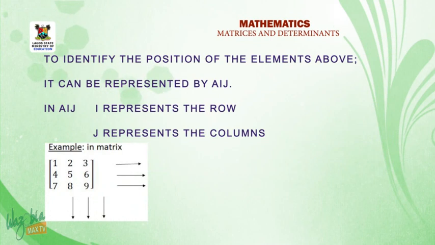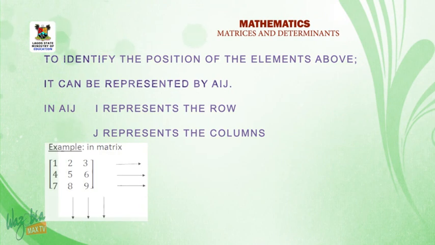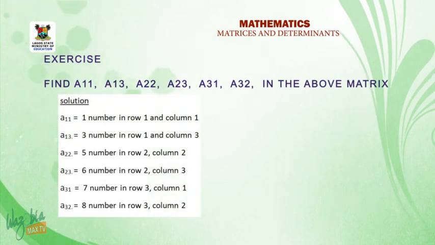To identify the position of the elements above, it can be represented by a sub ij. In a sub ij, i represents the row, and j represents the column. For example, in the matrix 1, 2, 3, 4, 5, 6, 7, 8, 9, the horizontal arrows represent the rows. The vertical arrows represent the columns. Exercise. Find a11, a13, a22, a23, a31, a32 in the above matrix.